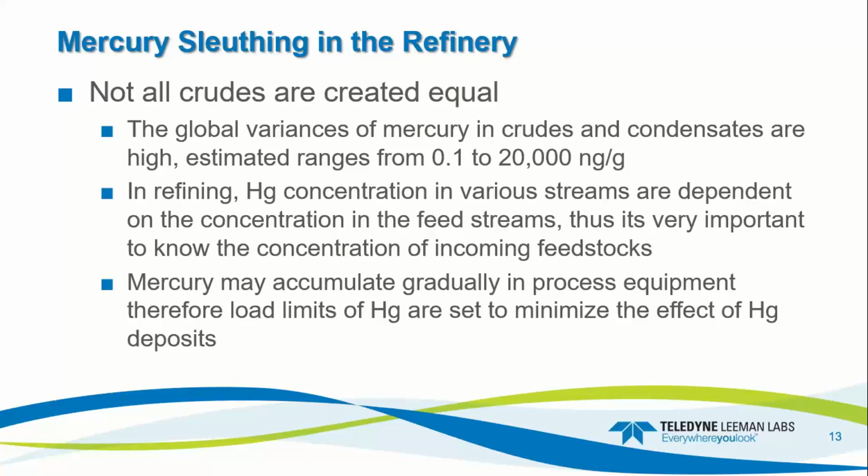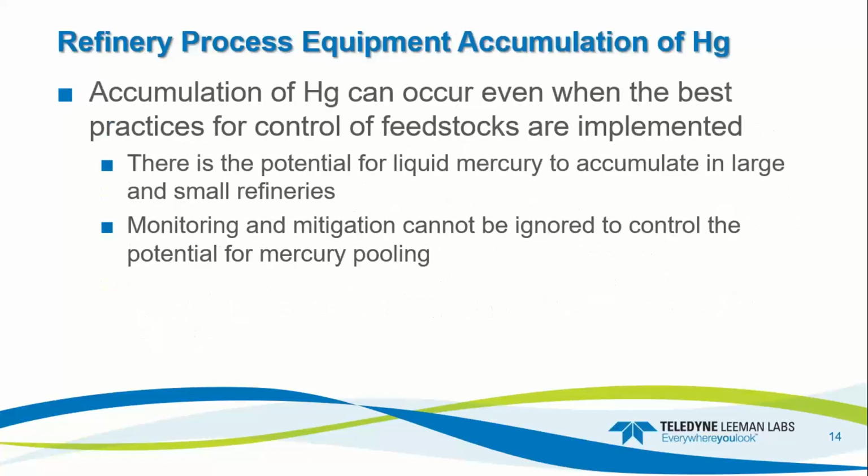In refining, mercury concentrations in various streams are dependent on the concentration in the feed streams, which we've already talked about. Therefore, it's very important to know the concentration of the incoming feedstocks. Mercury can and will accumulate gradually within the process equipment. Therefore, most refineries try to limit the loads of feedstocks with elevated mercury to minimize the effect of mercury depositing within the refinery itself, within the piping and mercury removal units and so forth.